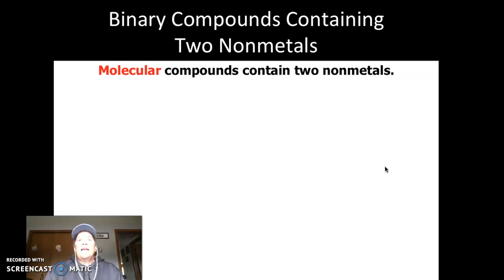Okay. Molecular compounds are 2 nonmetals. And that's important to remember. If you have a metal and a nonmetal, you're going to have an ionic compound.